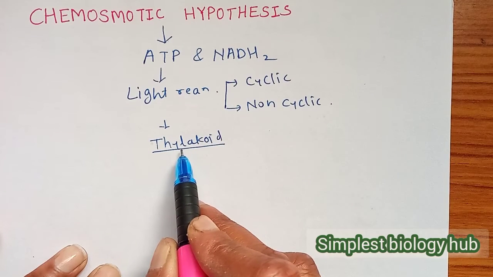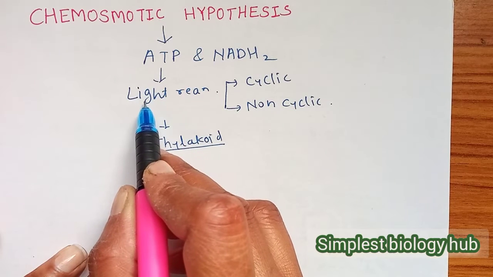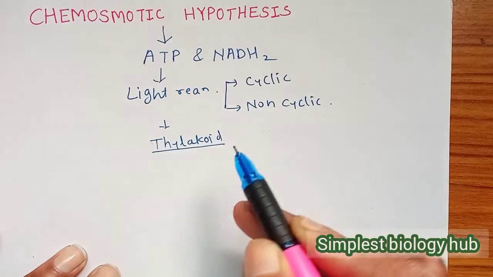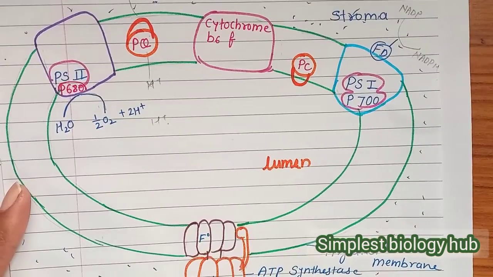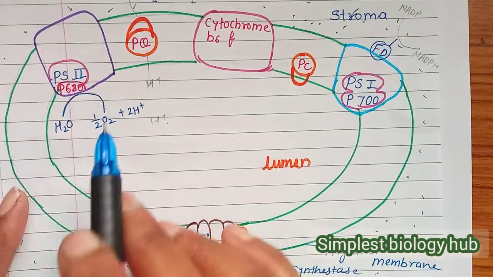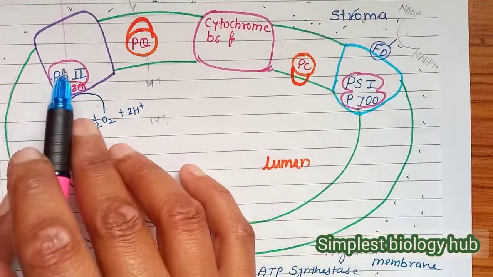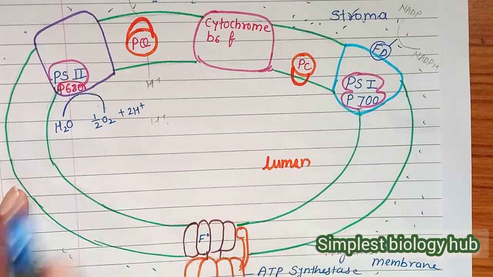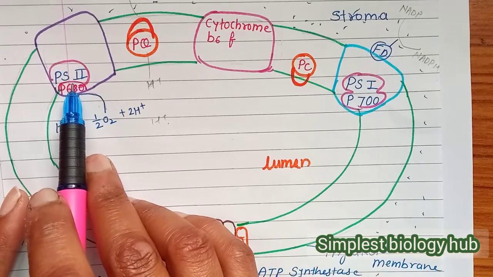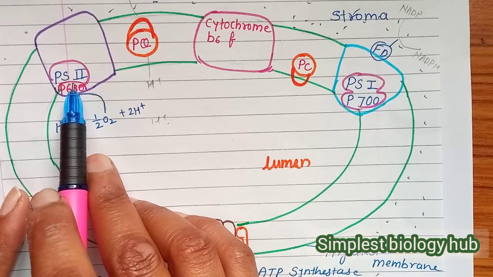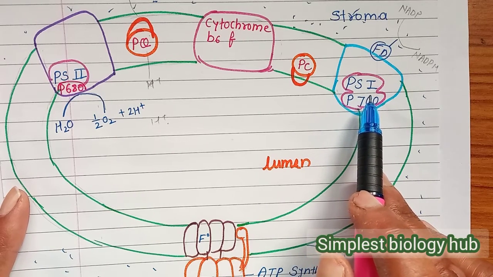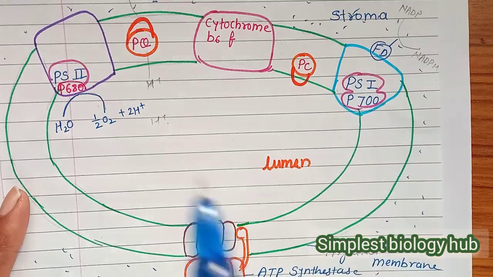and where all the things required in the light reaction are located, on the thylakoid membrane or outside the thylakoid membrane. Here we draw the structure of the thylakoid membrane. That is one thylakoid, and this is the thylakoid membrane having a number of photosystems located inside it. Photosystem 2 starts the non-cyclic photophosphorylation, while in photosystem 1 the cyclic photophosphorylation process takes place.